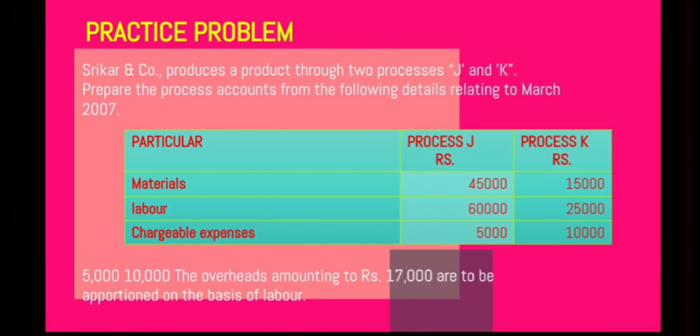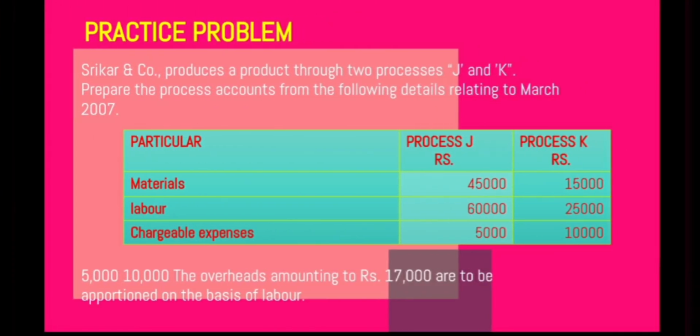Okay, here is a practice problem for you. Srikar and Co produces a product through two processes, G and K. Prepare process accounts from the following details relating to March 2007. Here also process G and process K are given. Three relevant pieces of information are given: materials, labor and chargeable expenses of 5,000, 10,000, and so on. Overhead amounting to rupees 17,000 is to be added on the basis of labor. I hope you will all work out the sums as per this method.